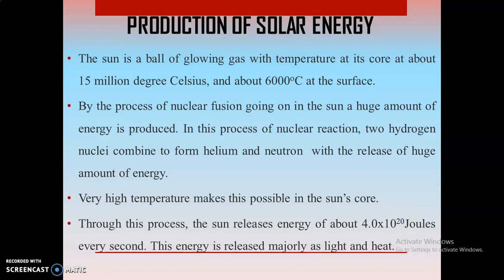As this process goes on, the nuclear reaction, fusion of light elements, where we have hydrogen combining to form helium, producing a very huge amount of heat energy. The energy that is released from the sun is about 4.0 times 10 to the power 20 joules. This energy is released every second. Now, the energy released is majorly light energy and what? Heat energy.